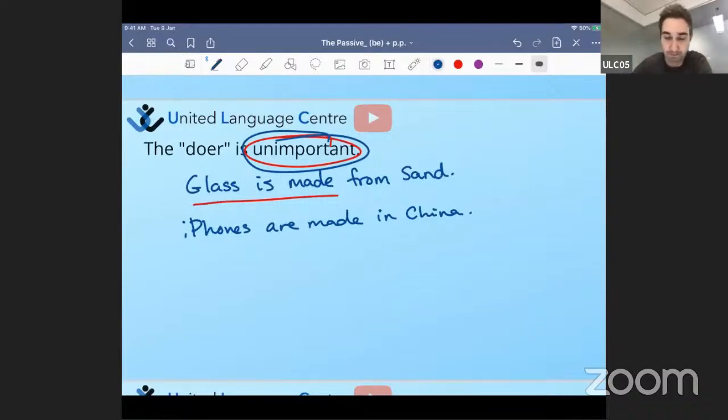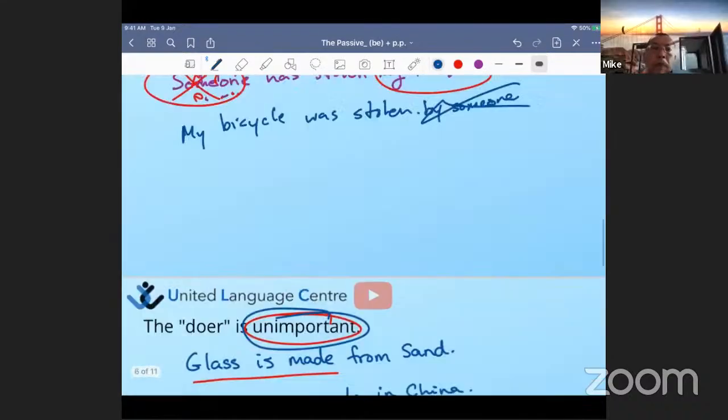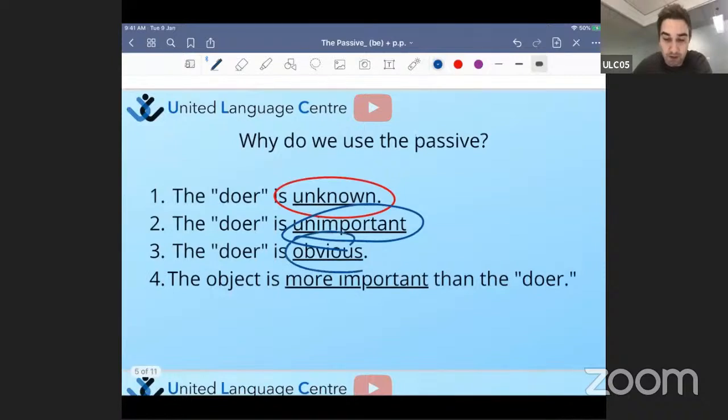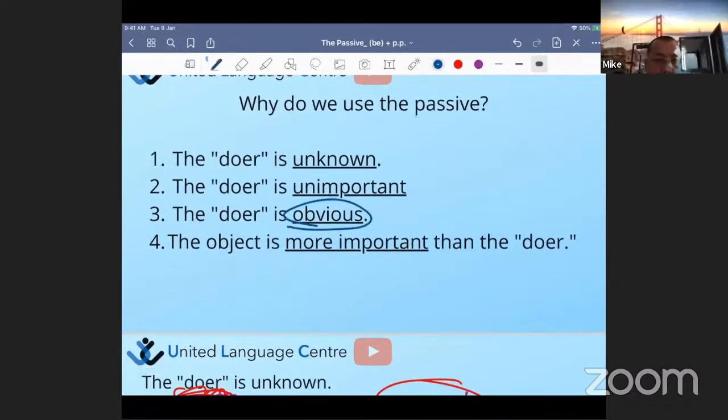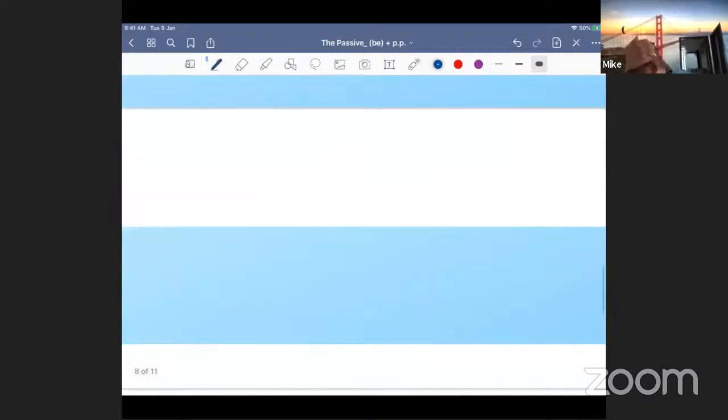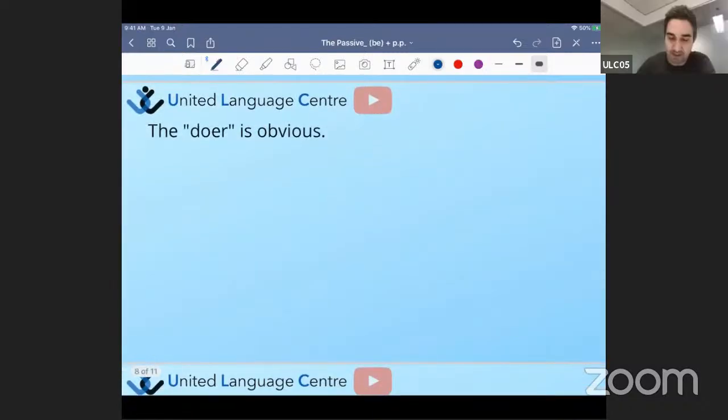Okay? So the next one is the doer is obvious. Now, what does this word mean? Obvious. Obvious means, mm, excellent? Not excellent. Okay, so I can say the same example from before.